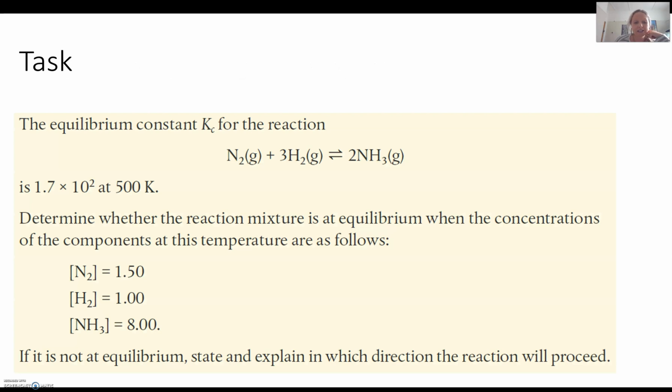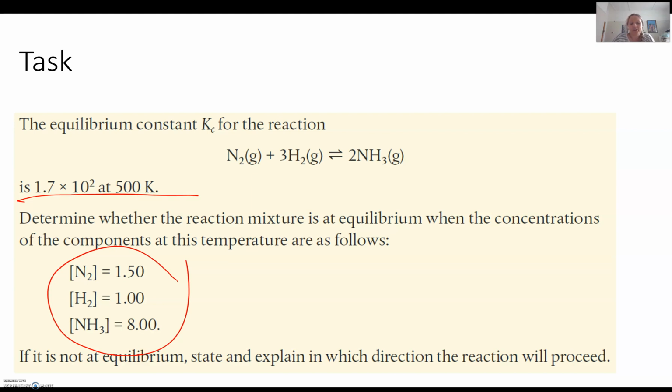So here's a wee task just to check that you can do this. Feel free to pause the video and then watch the answer. It says the equilibrium constant for the reaction above is 1.7 at 500 K. Determine whether the reaction mixture is at equilibrium with these concentrations. If it's not, explain where it needs to go.